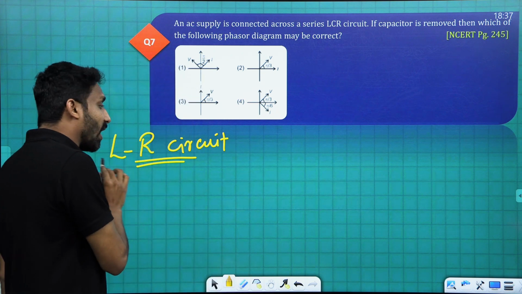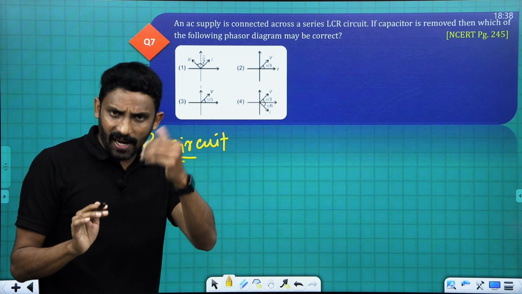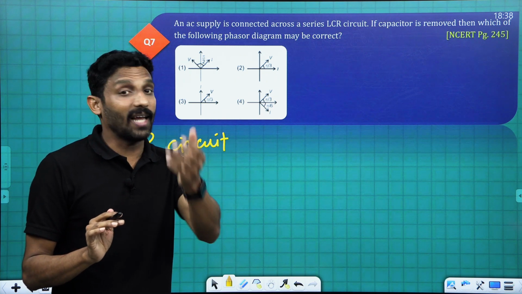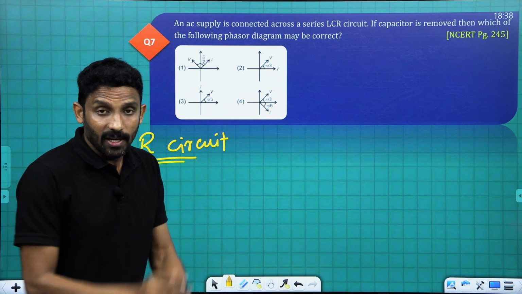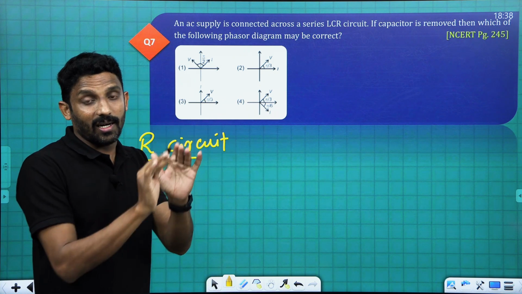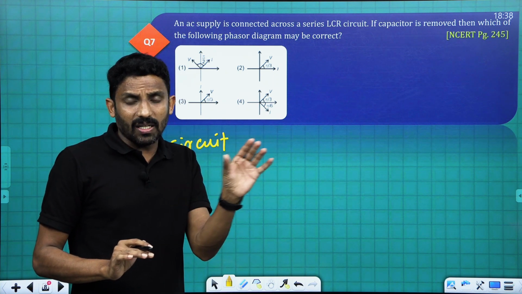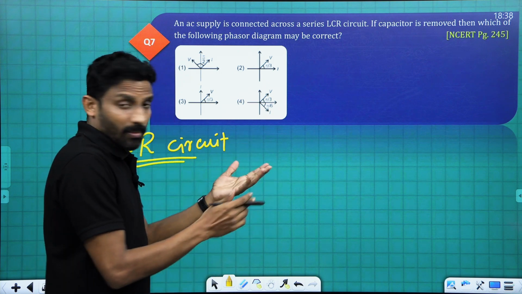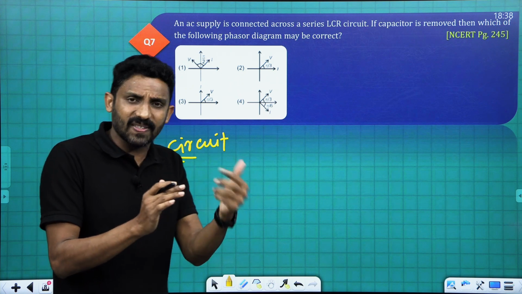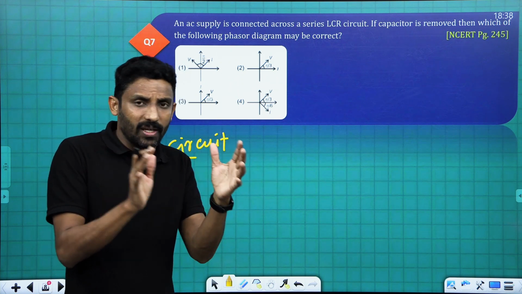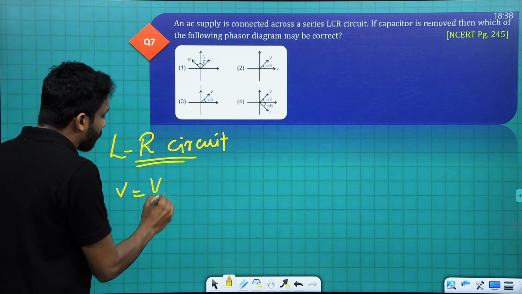See, in the case of an LR circuit, we studied that current lags behind voltage by a phase difference of 90 degree. Which one is leading? Voltage is leading and the current is lagging. See, in all of these alternating circuits, for example, resistor only, capacitor only, inductor only, or LR, CR or LCR, in all of these, we are applying the AC voltage as V is equal to Vm sin omega t.